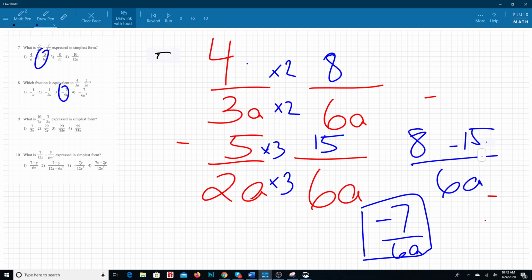So, anyway, any question on these rational expressions? Because I'm going to go on to question 9. So let me know.